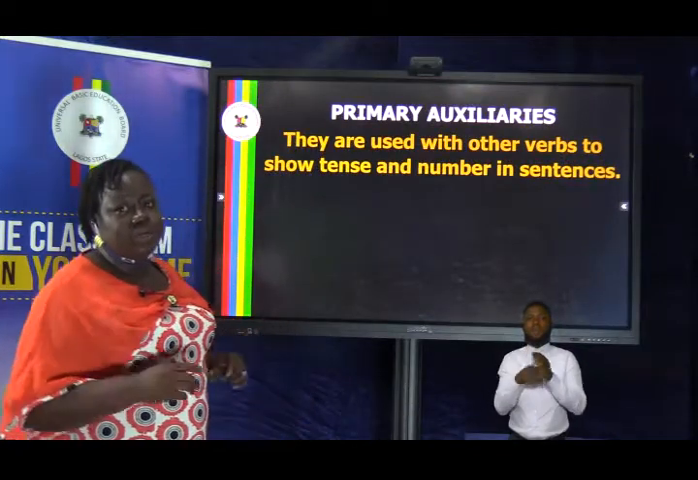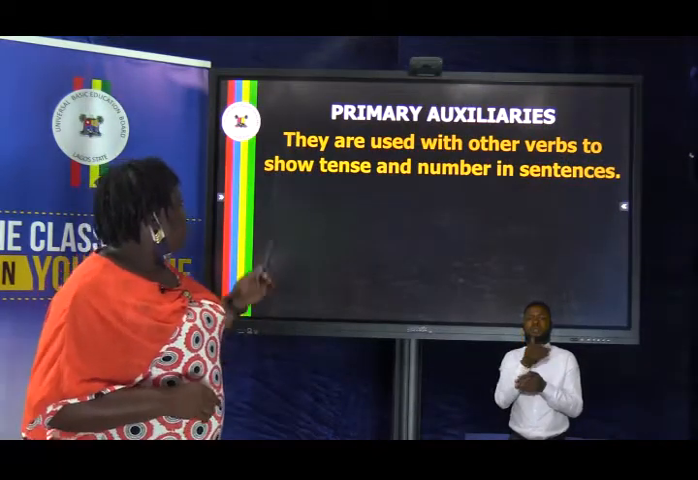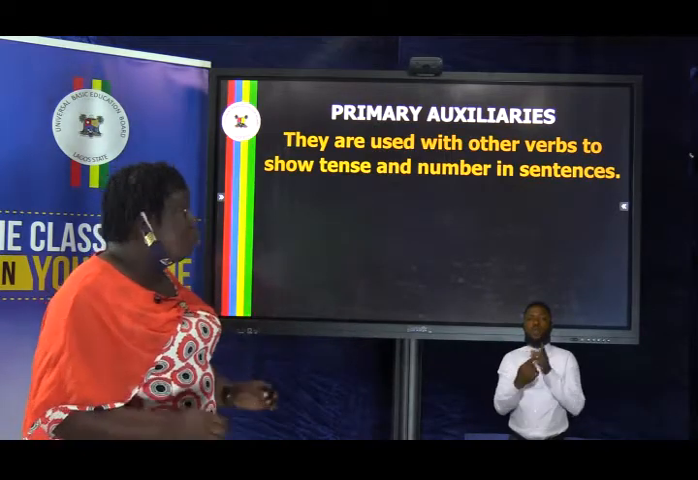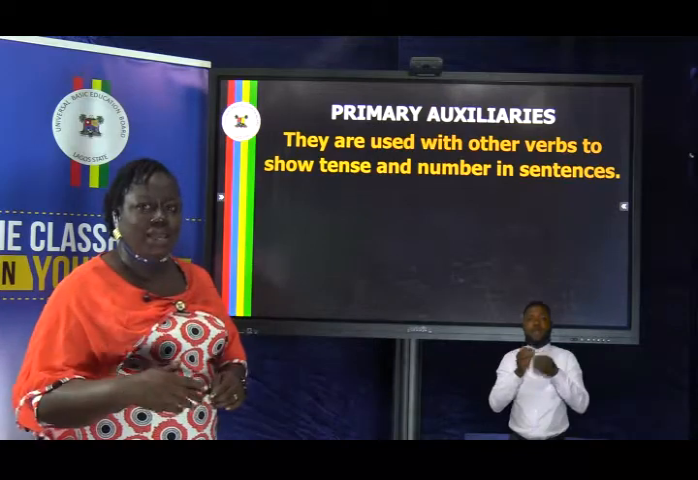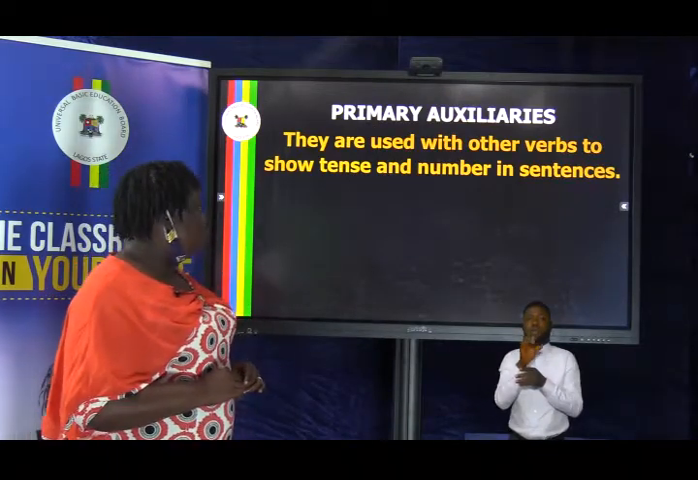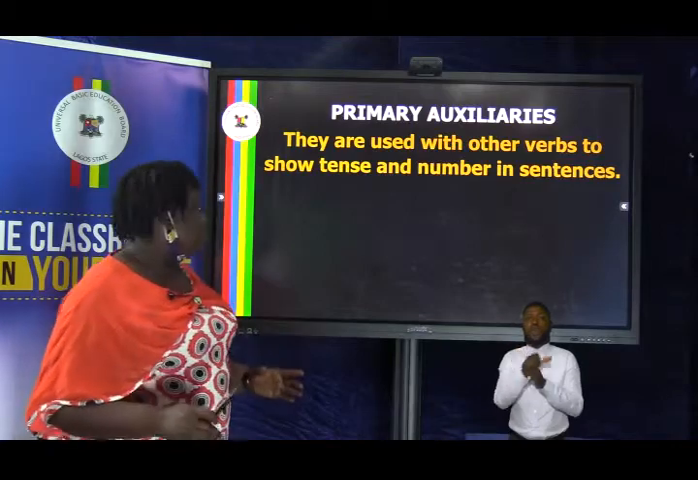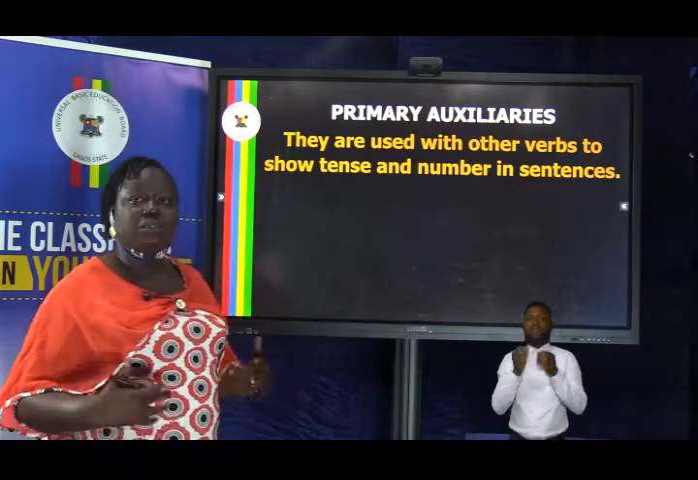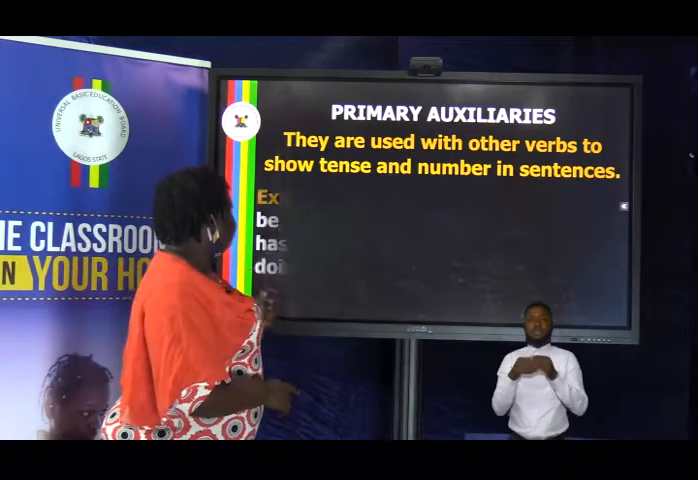What are primary auxiliaries? These are used with other verbs. We use them with other verbs to show tense and number in sentences. We use primary auxiliaries to do what? To show tense and number in sentences.